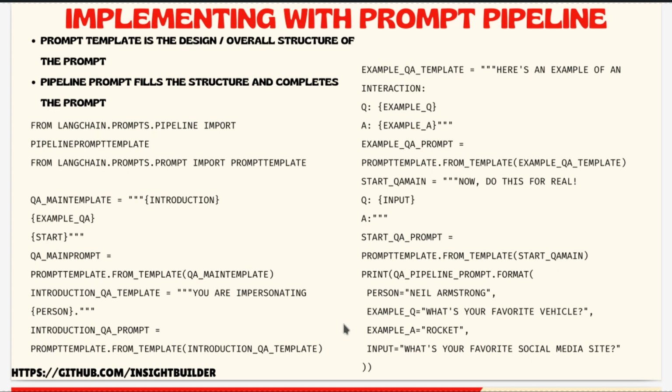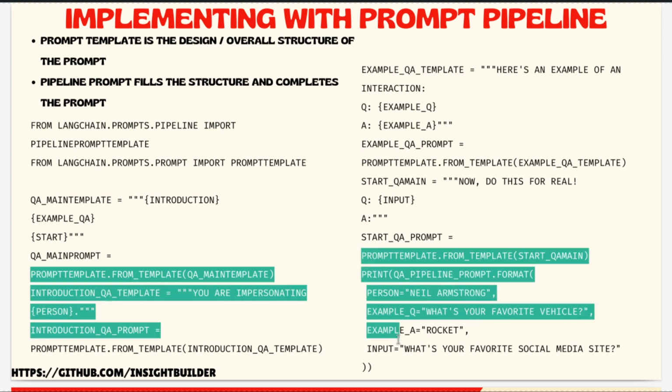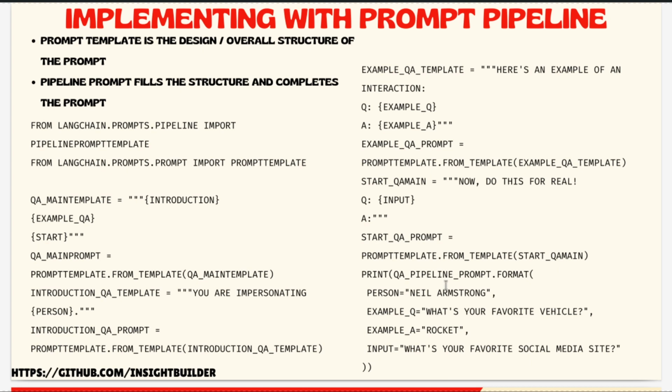In order to implement reusable prompts in LangChain, there is one new primitive that has been added, that is pipeline. It is under LangChain prompts.pipeline, and you can get it. The class name is PipelinePromptTemplate. So this is the overall information that the pipeline prompt template will require.